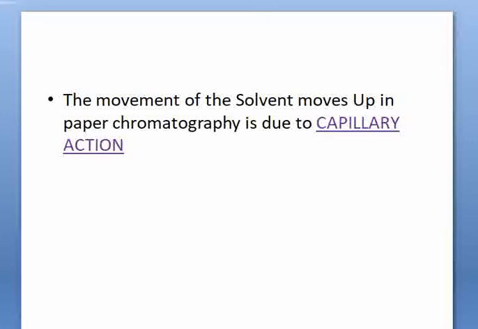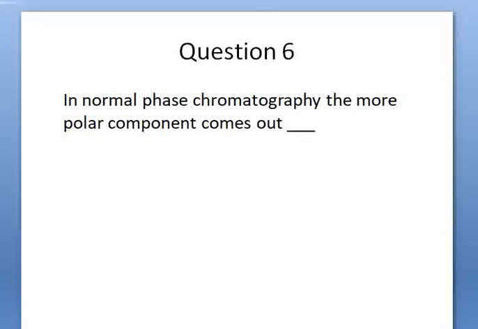Okay, right? I'll go to the sixth question. In normal phase chromatography, the more polar component comes out first, last, or relatively? That means the eluate comes out first or last. Before going to this question, we have to keep one thing in mind. What is normal phase chromatography? Most of you know that, even though I will repeat again. What is meant by normal phase chromatography?